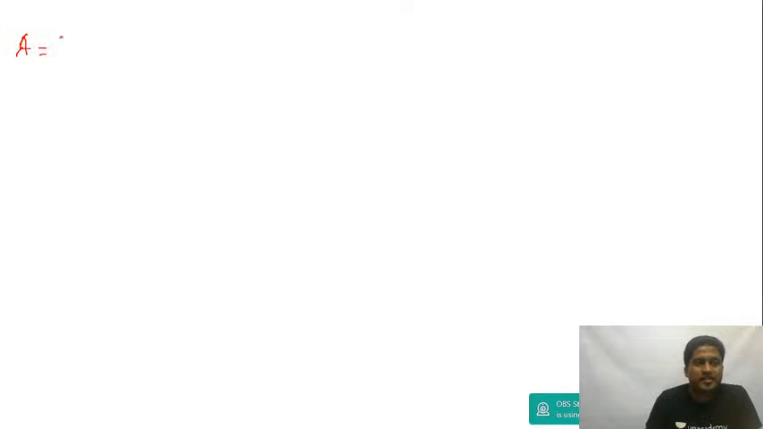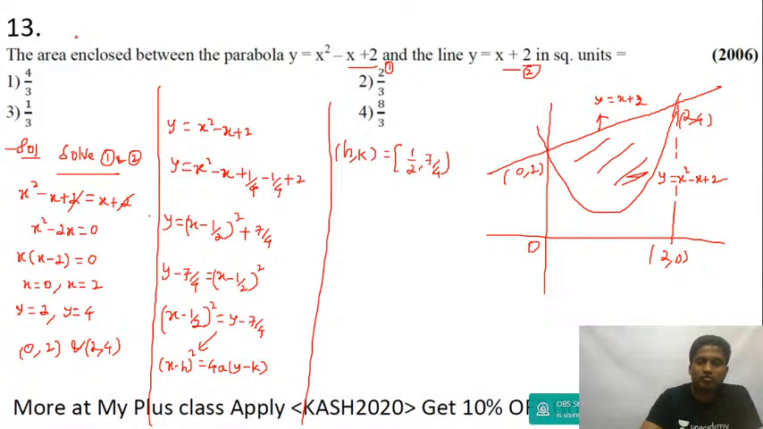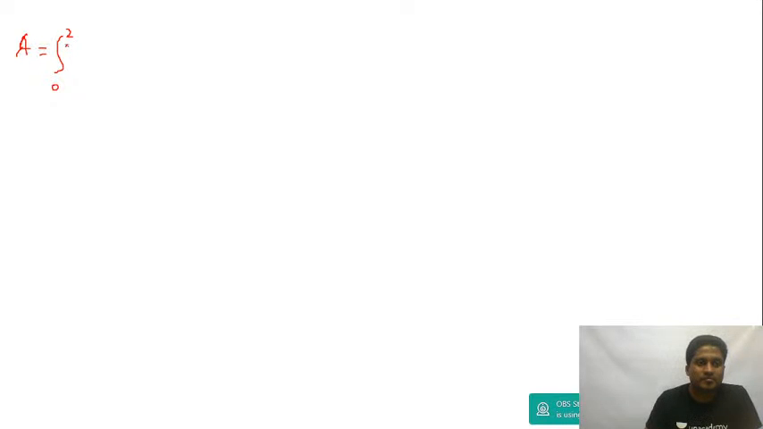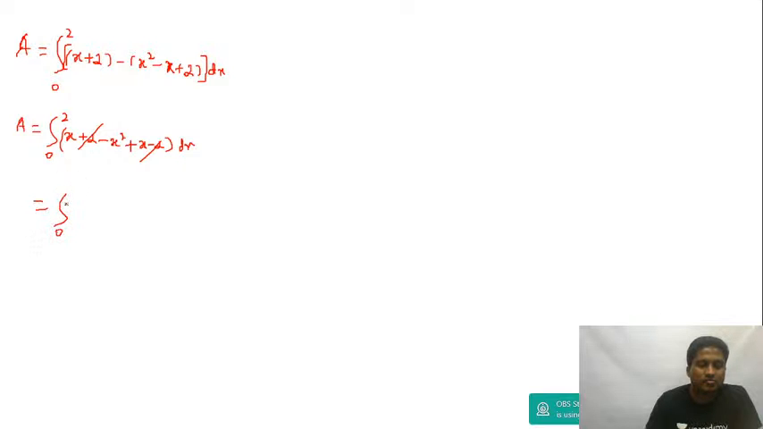So once I do this integration from 0 to 2, the line covers the maximum area, so line minus the parabola. The line is x plus 2, minus the curve, which is x square minus x plus 2, close the bracket, and then this is dx. Now this area is equal to the integral from 0 to 2 of x plus 2, and if you open the bracket, it is minus x square plus x minus 2, and then dx. Let me cancel this 2, plus 2 minus 2 will get cancelled. So the integral from 0 to 2 gives you 2x minus x square dx.